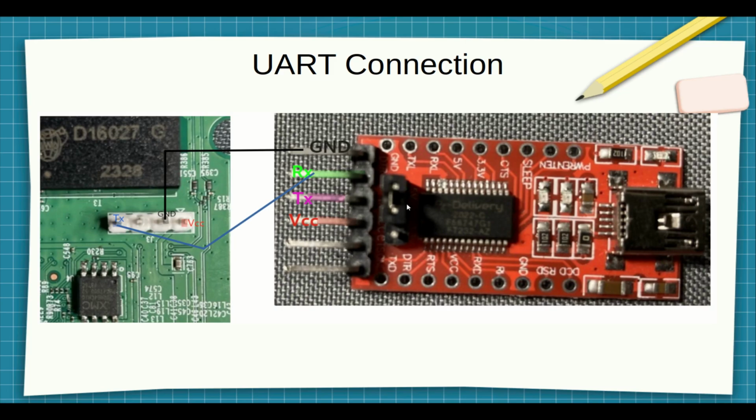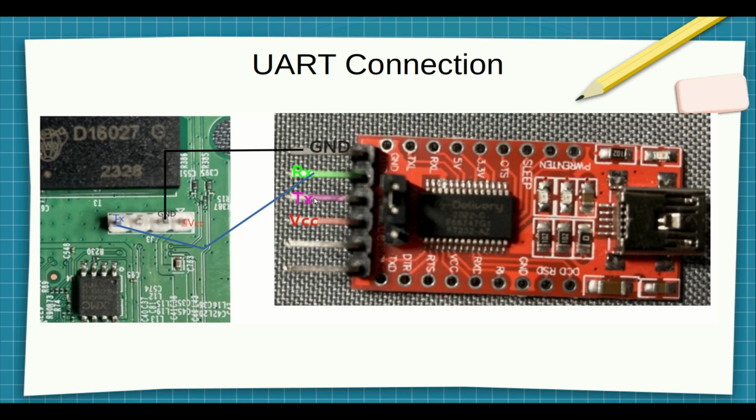Here we see the connection. So of course the ground will go to ground, and this is the important one. The RX on our adapter board will be connected to the TX on our router. So whatever the router is transmitting, it will go to our RX here on the board.